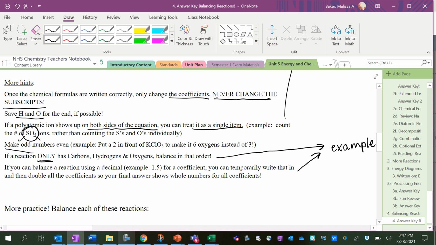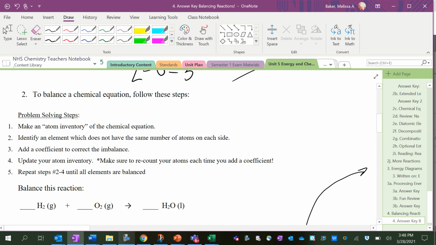If the reaction only has carbons, hydrogens, and oxygens, balance in that order. And if you can balance a reaction using a decimal, like 1.5 for a coefficient, you can temporarily write that in and then double everything so that your final answer shows whole numbers for all coefficients. So don't worry, we'll see examples of those.